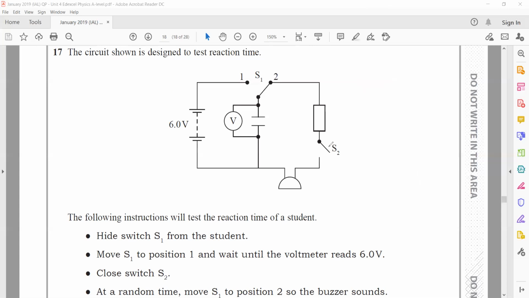So this requires the time constant to be closer to the approximate reaction time. If the time constant is too small, the capacitor will be nearly discharged, and if the time constant is too large, then the capacitor will take a lot of time to discharge. And here the reaction time is 0.2 seconds, and when the reaction time is 0.2 seconds, the voltage was 0.7 volts.